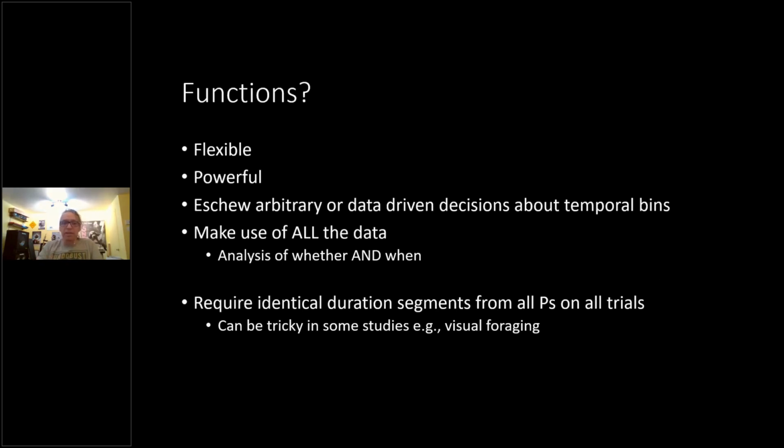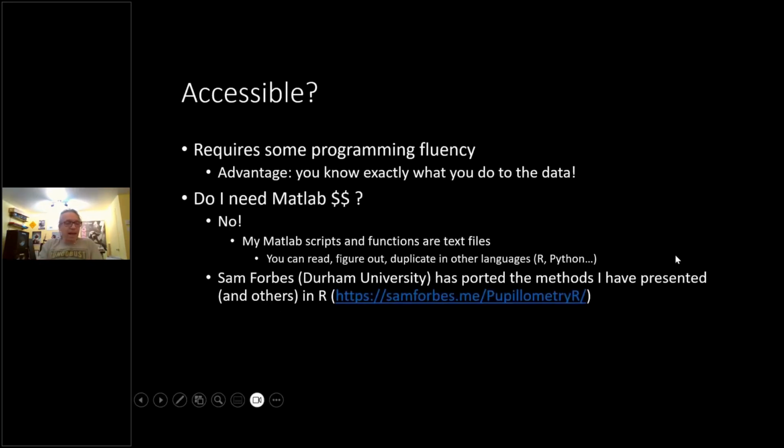Some constraints: you need durations identical between trials and between participants. That can be tricky for some experimental situations, but all the same, make the decision a priori, and you can have very fancy analysis tools done relatively easily. You do need some programming fluency. That can be scary, but one advantage is if you go through the learning curve, you know exactly what you're doing to the data, and that's a very comfortable place to be when you want to talk about your findings.